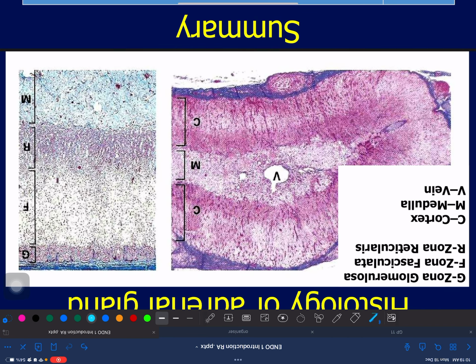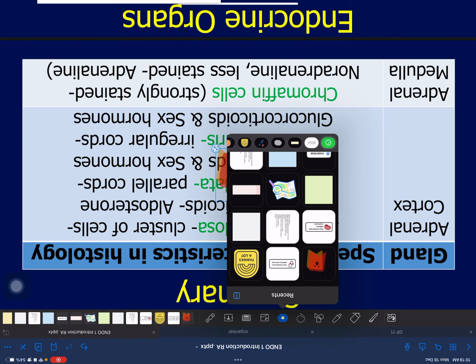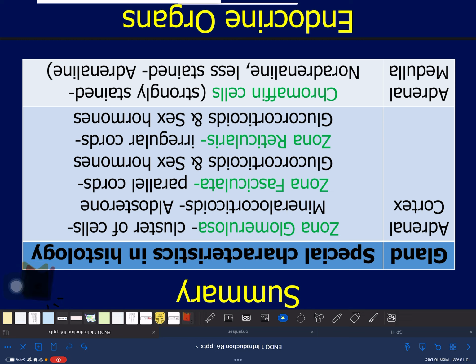Okay. This is a summary of the histology parts of the adrenal gland. Semua tu ada special features. Jawapan-jawapan macam ni yang I nak, cluster of cells ke, the parallel cord or irregular cord. That's the answer yang I want. So these are the secretions from each of the zones, and medulla is the chromaffin cells.